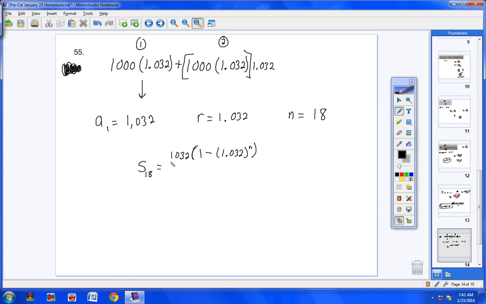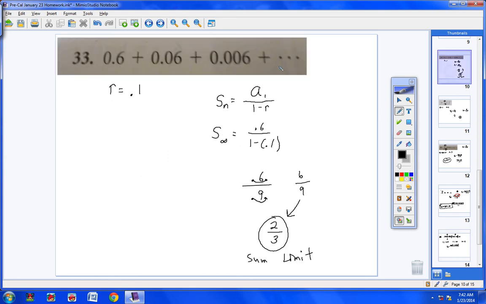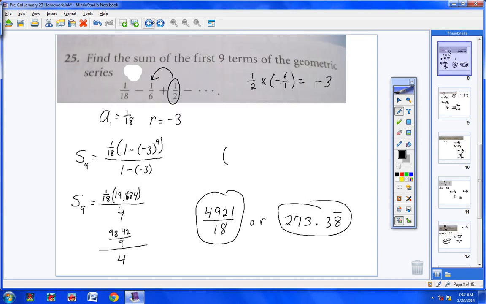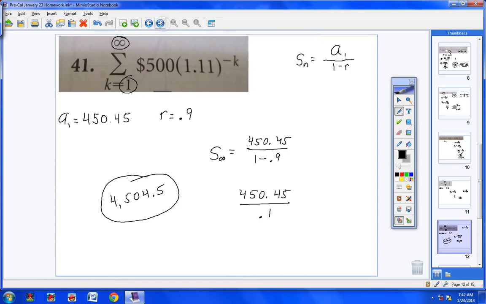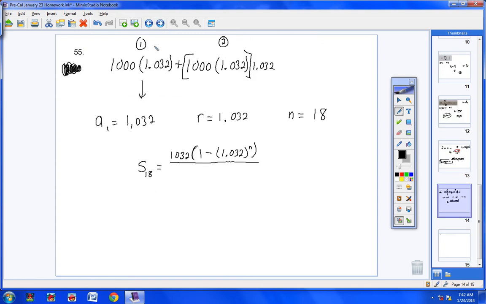And then down here, let me go back and review and make sure I've got this right. I should memorize this a little better. It's 1 minus your ratio. So 1 minus 1.032. Now I've told you before, you type this whole part right here into your calculator.